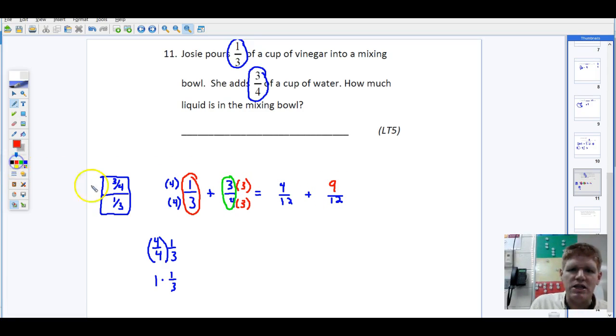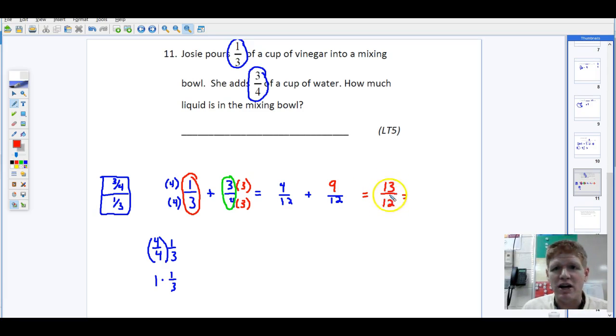Now I'm just going to add them together. 4 plus 9 is 13. And I'm going to put that over 12. I have one more step. I've got to simplify. I see this is an improper fraction. To be the correct answer, it really needs to be converted to a mixed number.